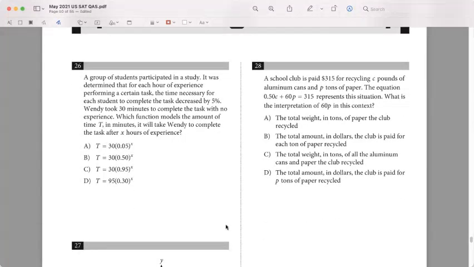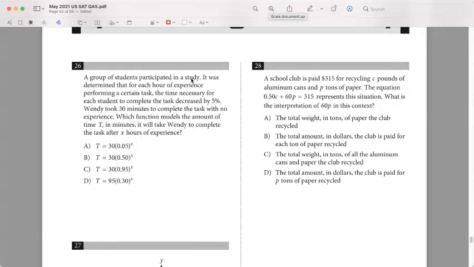A group of students participated in a study. It was determined that for each hour of experience performing a certain task, the time necessary for each student to complete the task decreased by 5%. Wendy took 30 minutes to complete the task with no experience. Which function models the amount of time in minutes it will take Wendy to complete the task after x hours of experience?